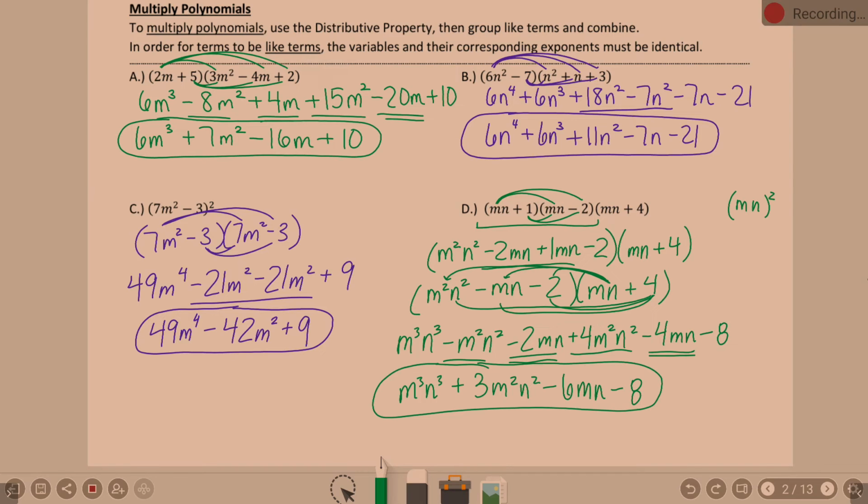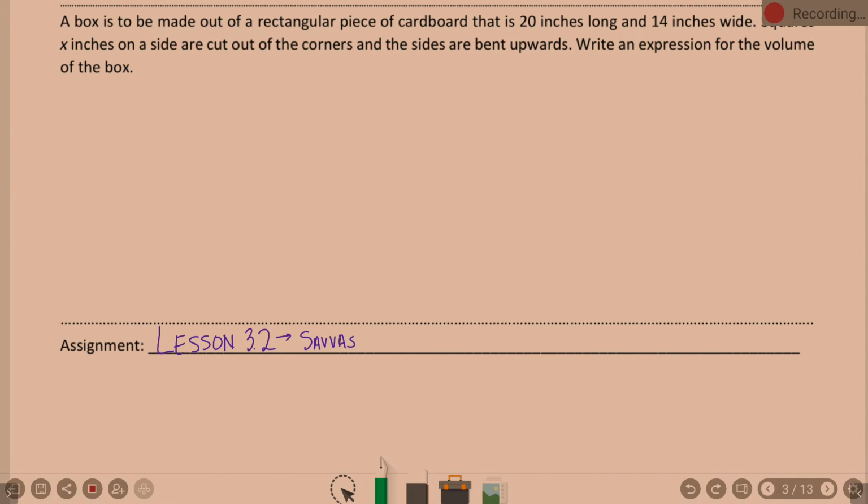Okay, so a box is to be made out of a rectangular piece of cardboard that is 20 inches long and 14 inches wide. Squares, X inches on a side, are cut out of the corners and the sides are bent upwards. Write an expression for the volume of the box. Okay?